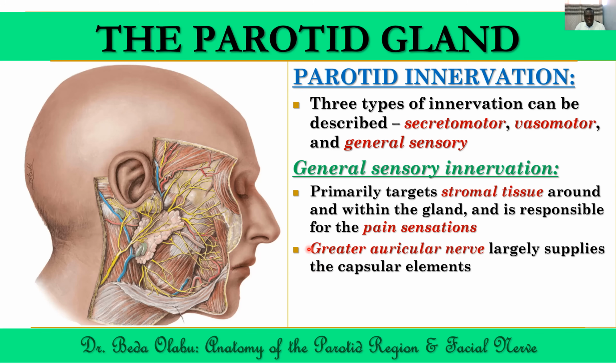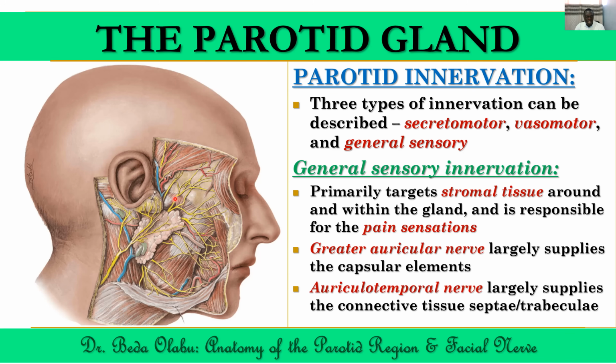So there are two major nerves responsible for general sensory innervation: the greater auricular nerve that runs on the surface, hence supplying largely the capsule. And we have the auriculotemporal nerve, which runs from deep. The branches of the auriculotemporal nerve largely go to the trabecular system in the gland, and so supply the connective tissue elements within the gland.